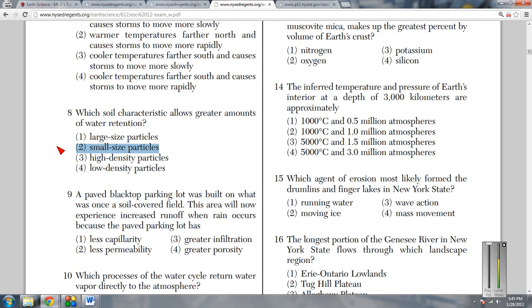You definitely want small sized particles like sand or clay, something that is going to hold water back, keep that water retention high.